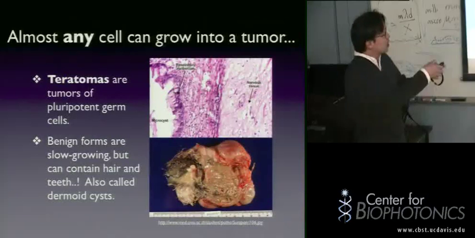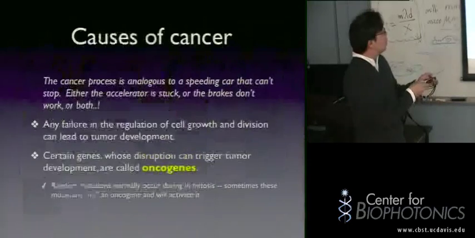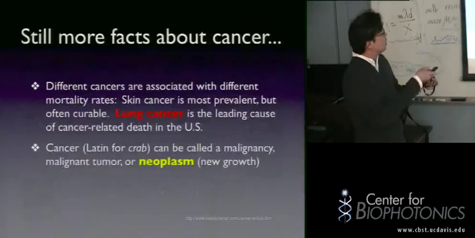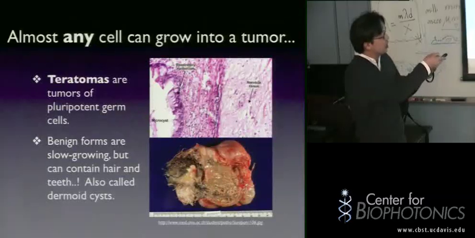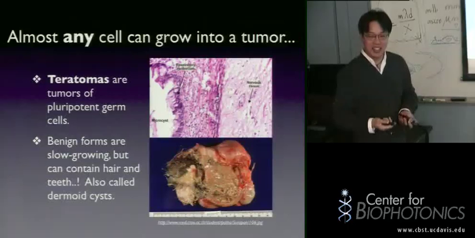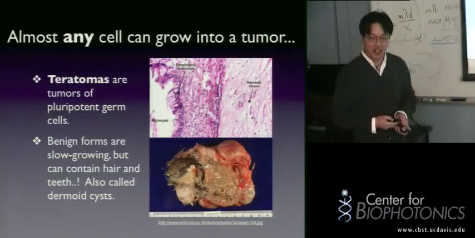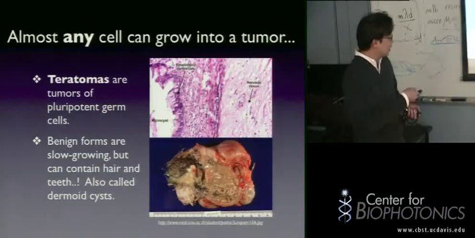If you look under the microscope, it's got respiratory epithelium, it's got nervous tissue, it's got characteristics of the stomach and the brain and the eye all at the same time. It's incredible, but this is what happens when stem cells go haywire. They're also called dermoid cysts.